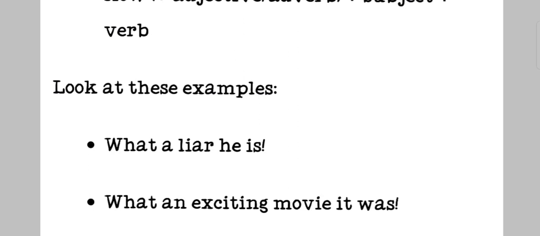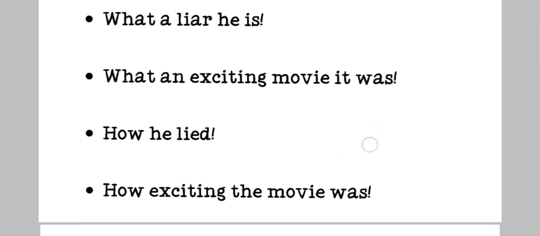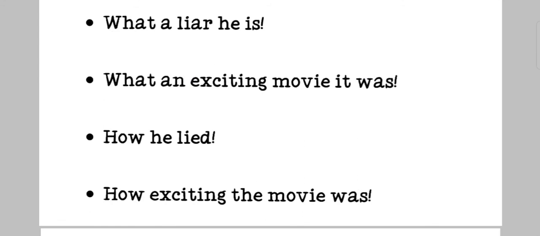Now look at these examples. What a liar he is. What an exciting movie it was. What a liar. How he lied. How exciting the movie was. The exclamative sentences are finished, and all the types of sentences are completed. I hope you understand what the four types are and what the functions of these four types of sentences are.